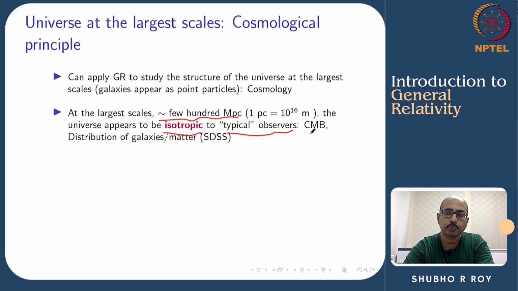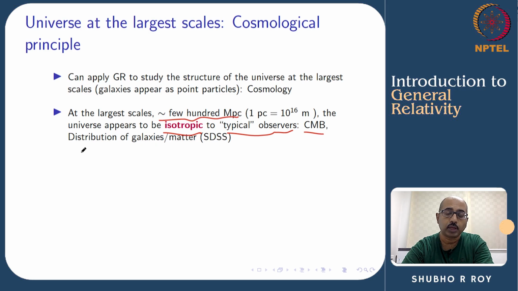And the biggest proof of this isotropy comes from the observation of the CMB, which is the cosmic microwave background radiation. Most of you perhaps know that if we look at the sky, the sky seems to be full of this uniform microwave radiation, which is called CMB. And the uniformity of the CMB in any direction is a feature which we call isotropy.